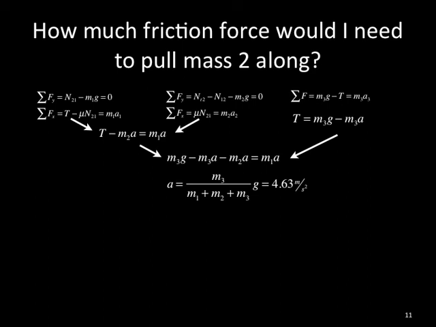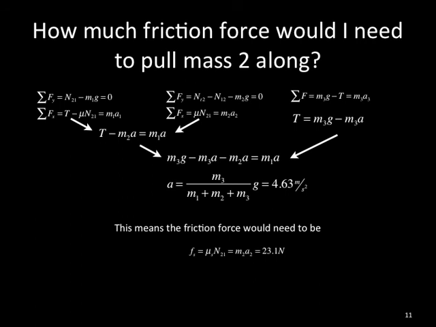Collecting my terms and rearranging this, I see that the acceleration is actually equal to something that makes sense. m3 times g, or the weight of m3, which is what gravity is pulling on, which is what's causing the system to accelerate, divided by m1 plus m2 plus m3, which is the entire mass of the system. This gives me, when I plug in numbers, a numerical value of 4.63 meters per second squared.